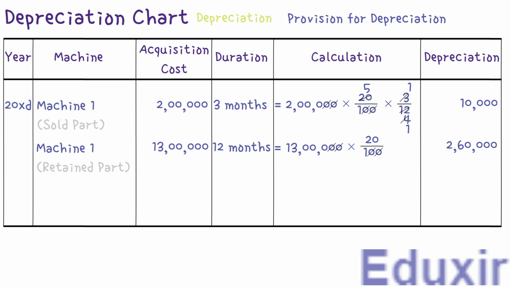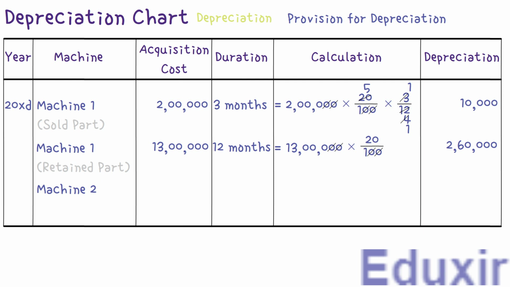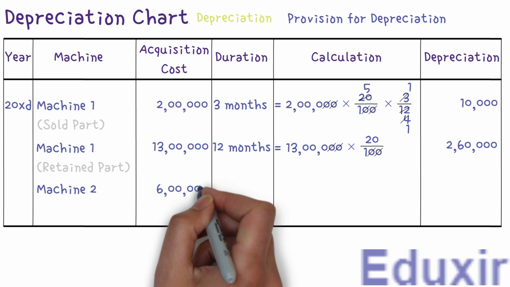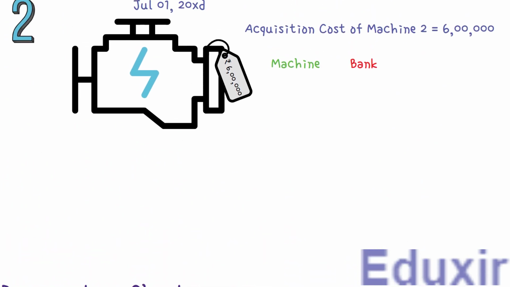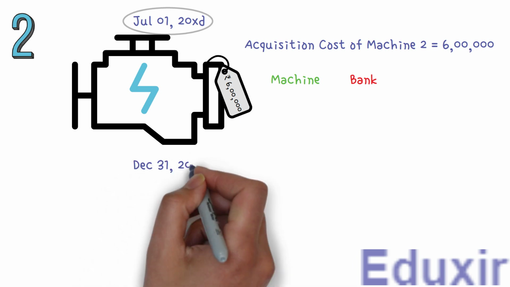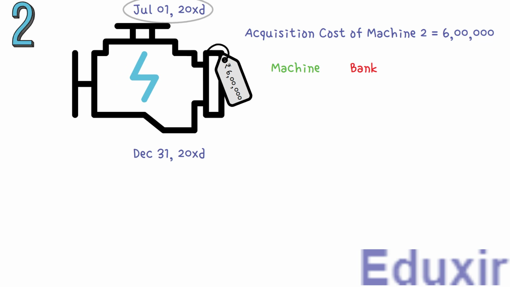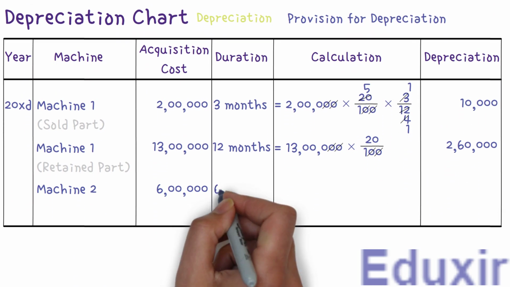Let us now proceed with the calculation of the depreciation on machine 2. Let us first write machine 2 in the machine column. Let us then write the acquisition cost of machine 2, which is 6 lakh rupees, in the acquisition cost column. Now, this machine is purchased on July 1st, 20XX, and we are going to calculate the depreciation on December 31st, 20XX. From July 1st to December 31st, it is 6 months, right? So, the duration for which we need to calculate the depreciation on machine 2 in this accounting period is 6 months.